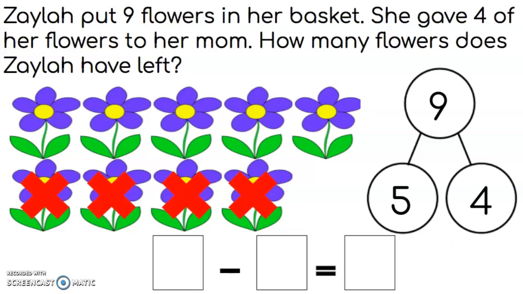Okay, you think you got it? You think you're ready to check it out? Let's see. All right, here's my equation. 9 minus 4 equals 5. And let me explain it to you.